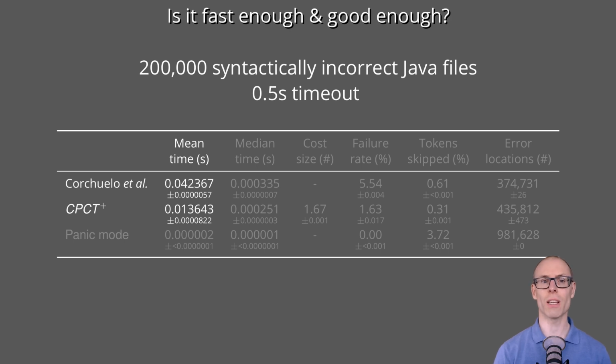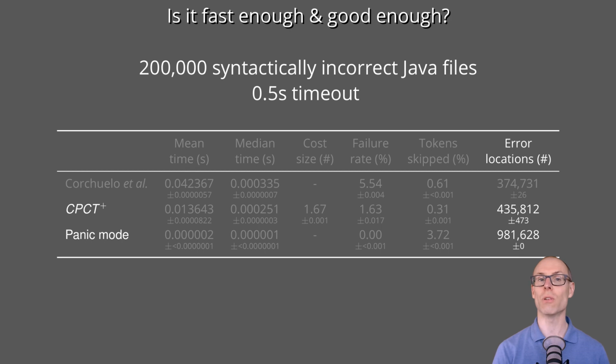CPCT Plus's average running time is about 3x better than Corchuelo et al., even though CPCT Plus is doing a lot more work by creating the complete set of minimum cost repair sequences. However, when you see panic mode's running time, you might wonder whether all that extra work is worthwhile. If we look over at the right, we can see, for each approach, how many syntax errors they identified in our corpus of 200,000 files. Panic mode identified 981,000 syntax errors, but CPCT Plus only identified 435,000 syntax errors. This convincingly shows that panic mode is often creating such bad repairs that it causes a slew of subsequent and spurious parsing errors.